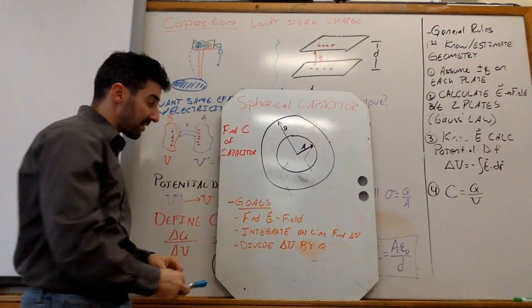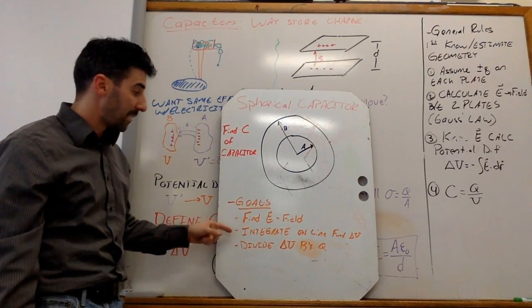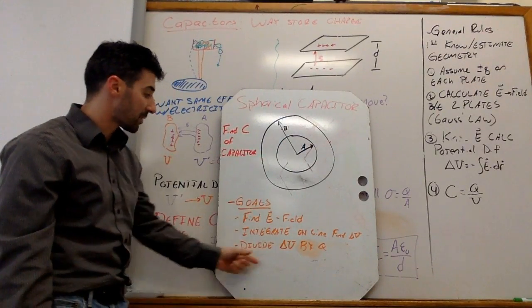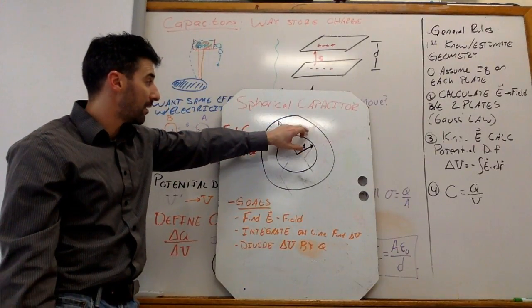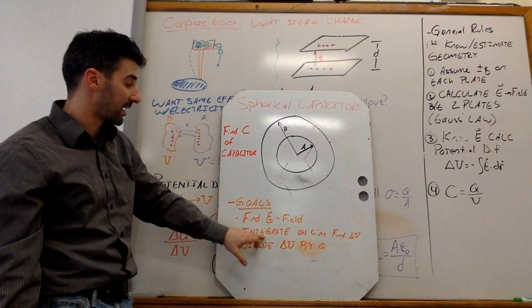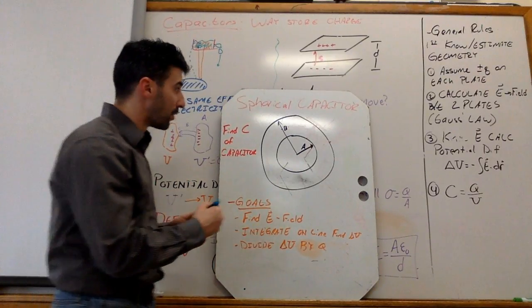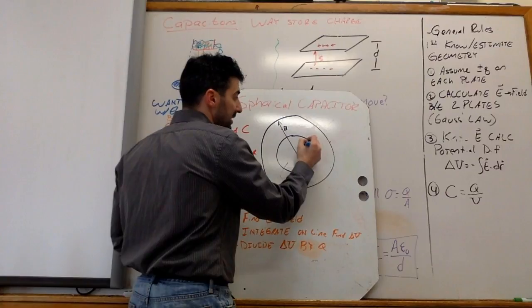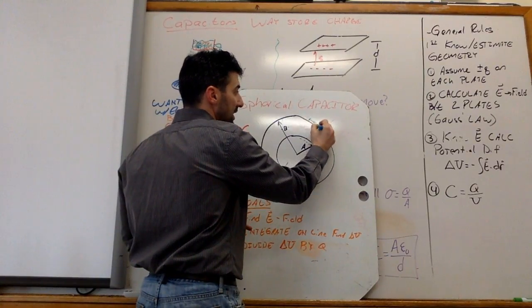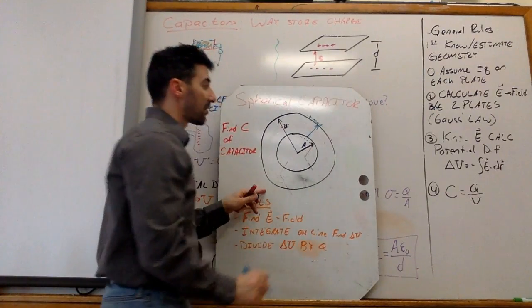So my goals of this are to find my electric field. I'm going to integrate about the line that I move charge. I'm going to divide my potential difference that I found with my integration by Q to find my capacitance. So we first start by moving some charge. So I'll get some charges there. I'll get some charges there, which means I moved my charge from A to B.